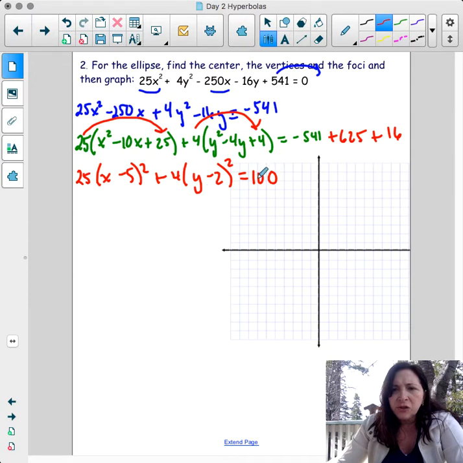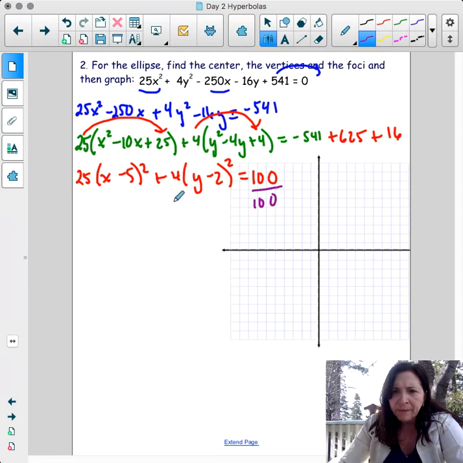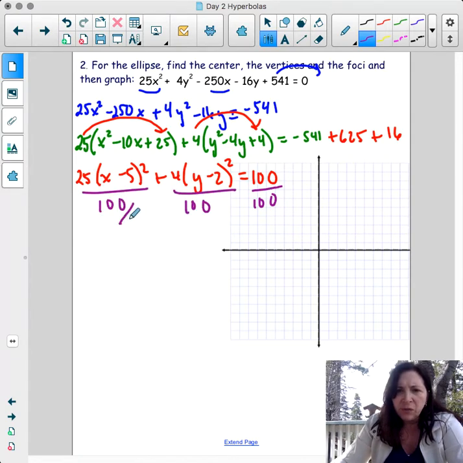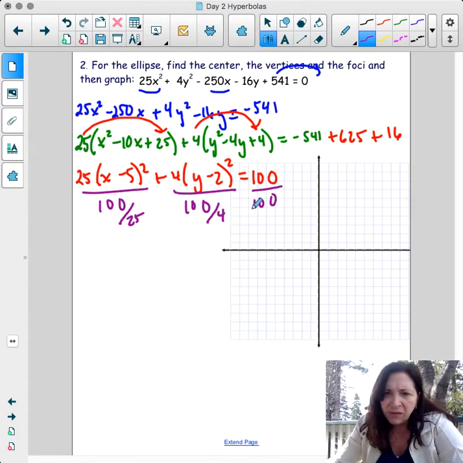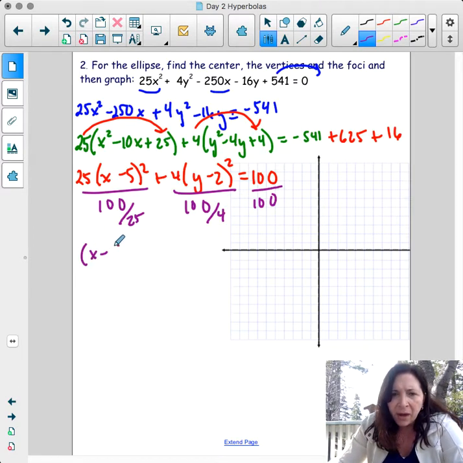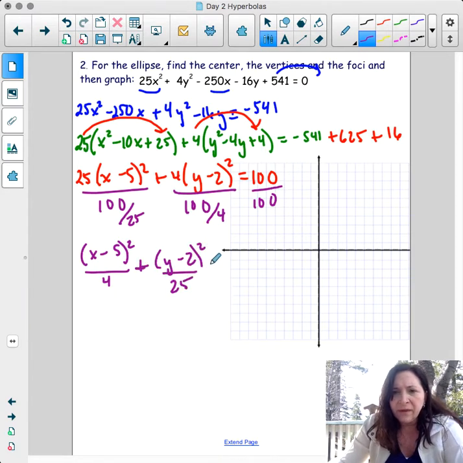So then, putting into the ellipse standard form, this value right here needs to be 1. So what we're going to do is divide everything by 100. And what happens here is this becomes 100 divided by 25, and this becomes 100 divided by 4 over 1. So basically you're multiplying by the reciprocal. And this is equal to 1. So we get x minus 5 quantity squared over 4 plus quantity y minus 2 quantity squared over 25 is equal to 1.